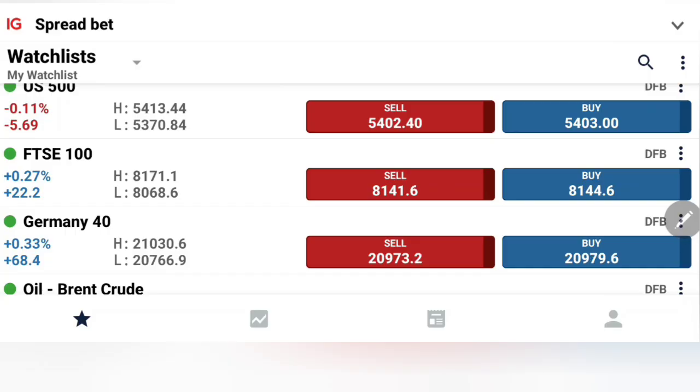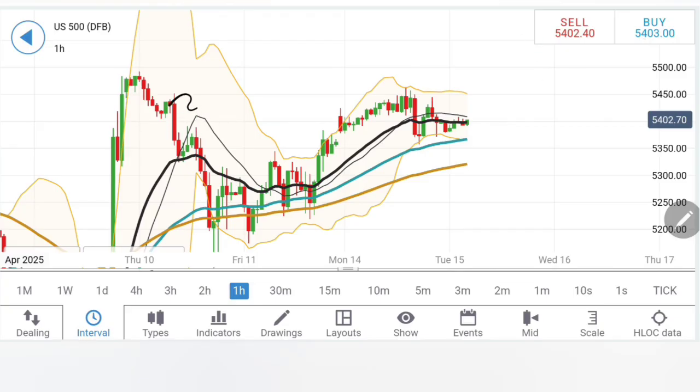Let's start first with the US indices, S&P, Nasdaq, Dow, followed with Germany 40 in the end, FTSE 100. Watch till the end. S&P on the early charts: drop, consolidation, rise here, forming higher lows and higher highs here.